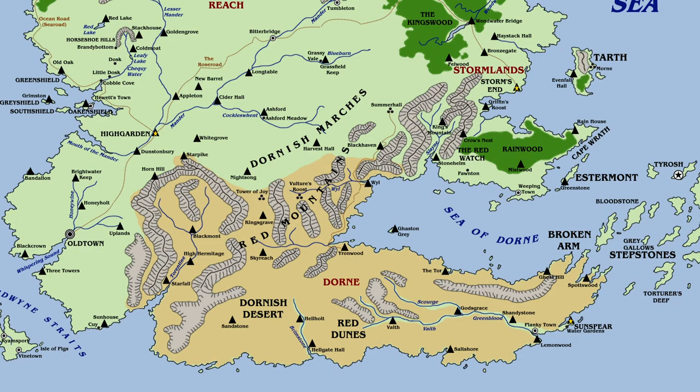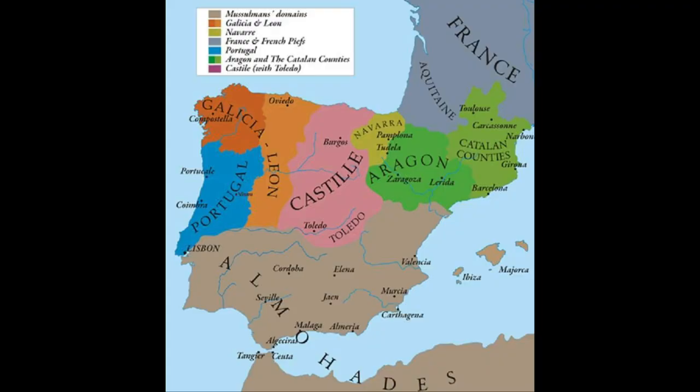Moving southward, we get Dorne, which is heavily based off of Muslim Spain, or the Emirate of Cordoba. In fact, the Dornish scenes are actually filmed in southern Spain, which was once held by the Arabs and Berbers, which dominated the southern region of the Iberian Peninsula known as Andalusia. However, eventually the Christian Spaniards would conquer it, along with the Portuguese, hence why you have Spain and Portugal.